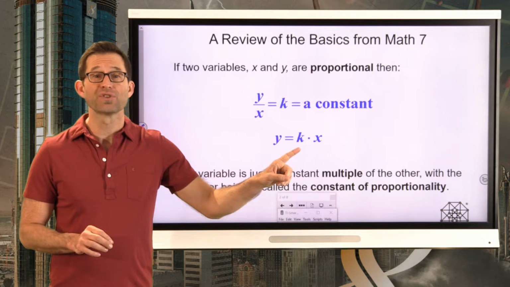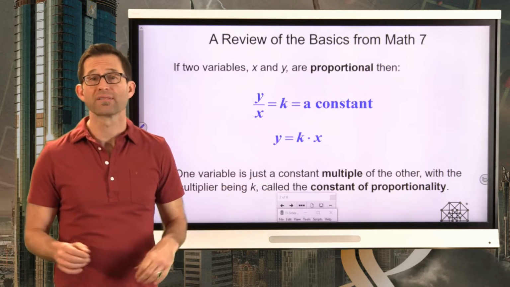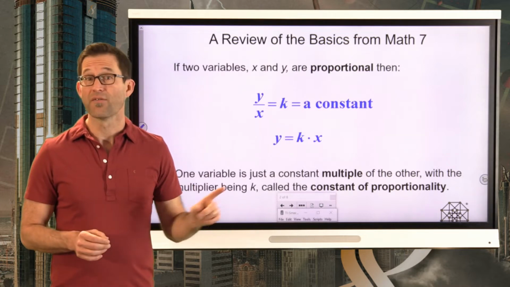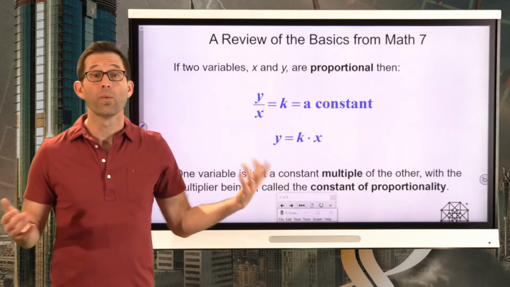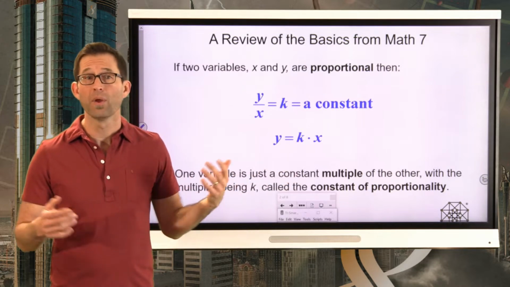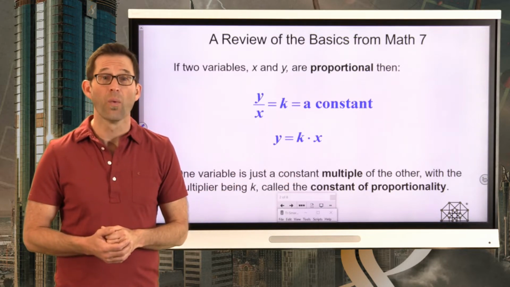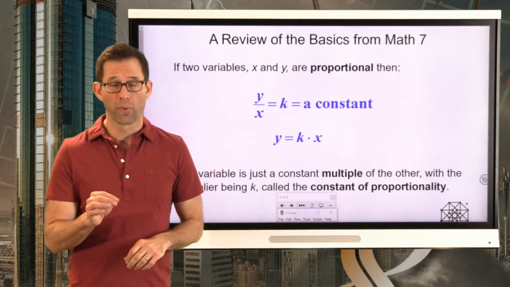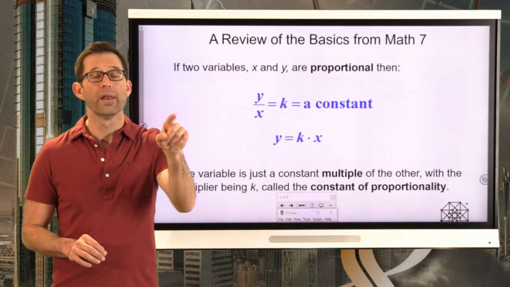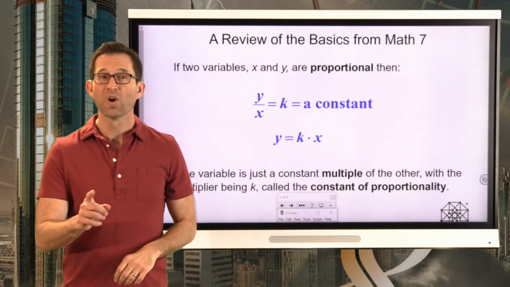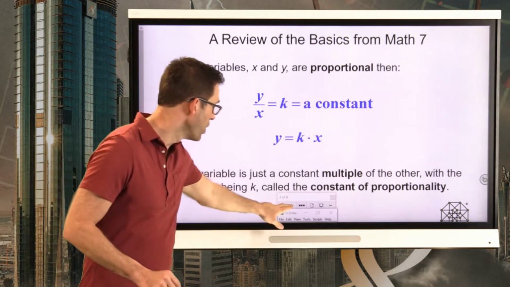So like if k was 2, then y would be double x. If k was 5, then y would be 5 times x. If k was 1/2, then y would be half of x. If k was 1/4, then y would be 1/4 of x. Always, all right? But the real key is when two variables are proportional, then when we divide one by the other, we always get the same number, all right? So let's take that and see what we can do with it.